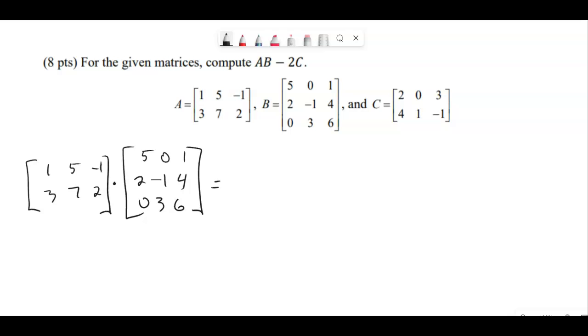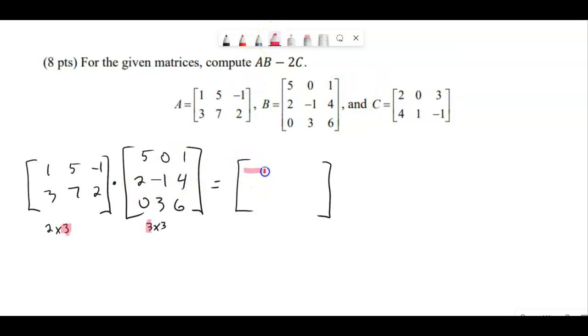Now, this matrix multiplication, this is a 2 by 3, and this is a 3 by 3. If these numbers on the inside match, the product is possible. So this one's possible. Otherwise, we just say does not exist, and we'd be done. The answer is the size of the outside numbers, another 2 by 3.